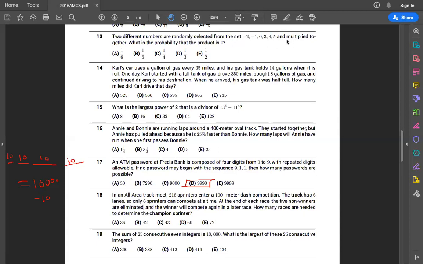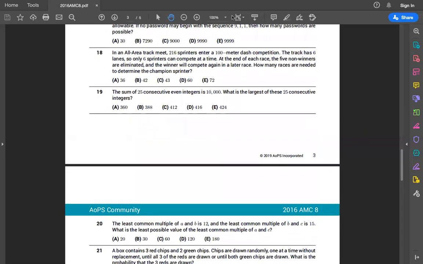Okay. Problem 18. Oh, this is a good problem. So we have an all-area track meet with 216 sprinters in a competition. The track has 6 lanes, so 6 people compete at a time. The losers are eliminated and the winner continues. So we want to know how many races are needed to determine the champion.